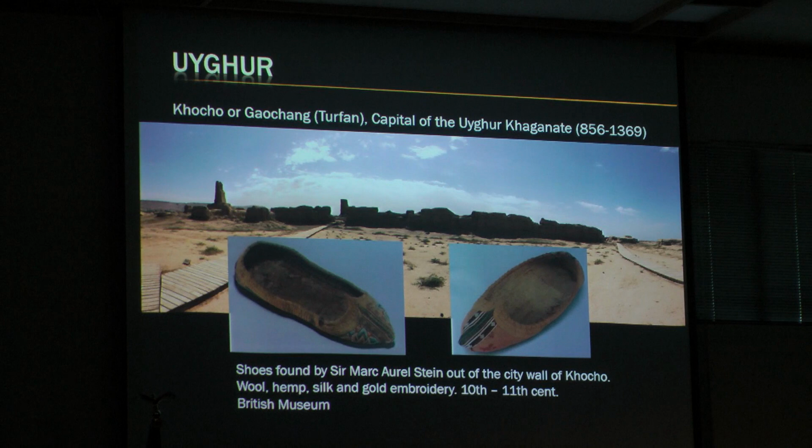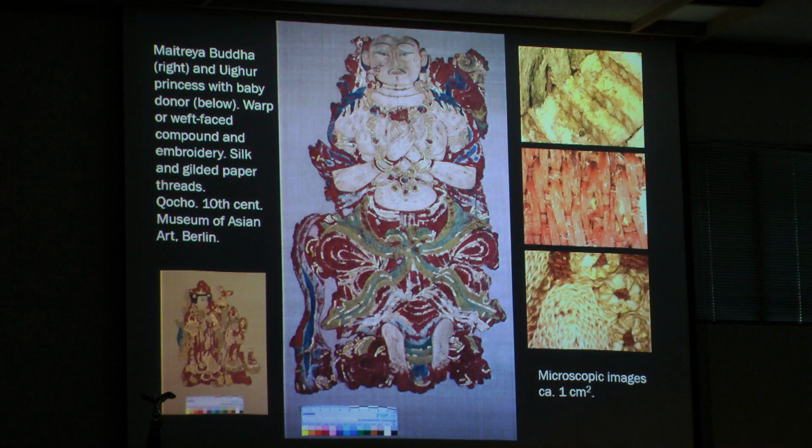I mentioned before that in 2012 I analyzed the Turfan textile collection at the Asian Art Museum in Berlin that was gathered during the Turfan Prussian expedition at the beginning of last century by Albert Grünwedel and Albert von Le Coq. The collection includes many Uyghur fragments, and two of the most important discovered in Qocho are a big Maitreya Buddha and a small fragment of an Uyghur prince next to her, a small child prince here. I don't know if you can see it. There.